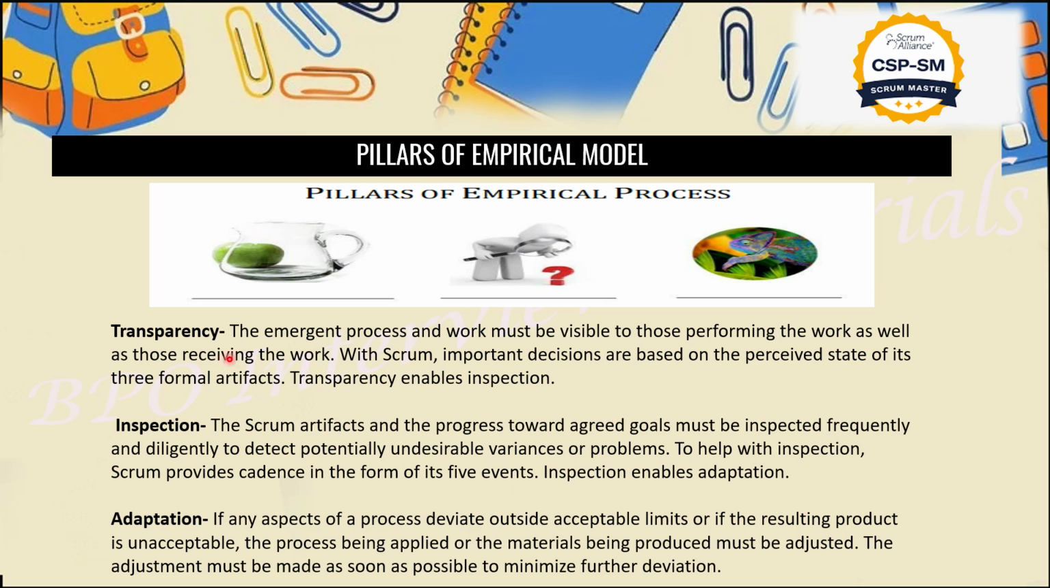Let's see the definition here. The emergent process and work must be visible to those performing the work as well as those receiving the work. With Scrum, important decisions are based on the perceived state of its three formal artifacts. Transparency enables inspection. So it's a complicated definition, but I have explained it to you in more detail, guys.